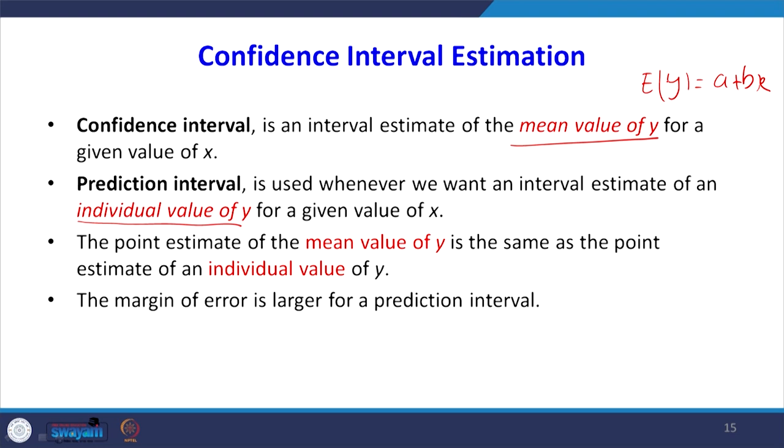So, the margin of error is larger for a prediction interval. For a confidence interval, the margin of error will be smaller.